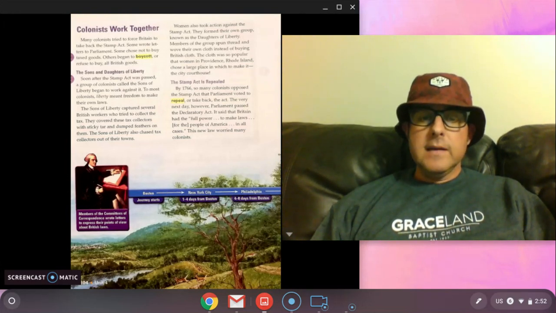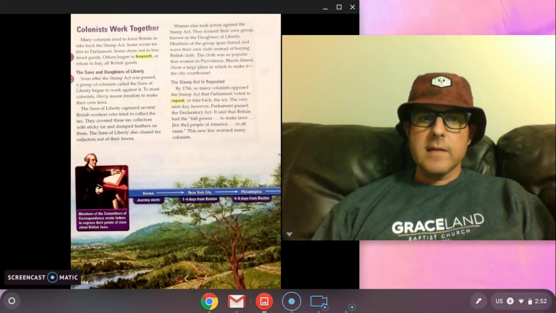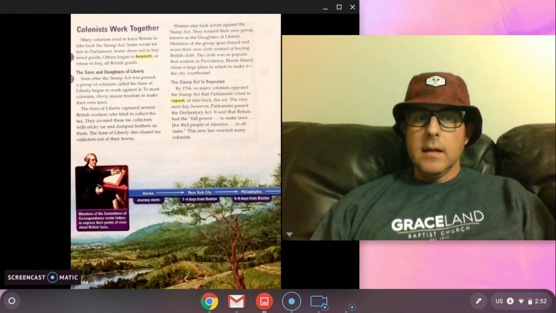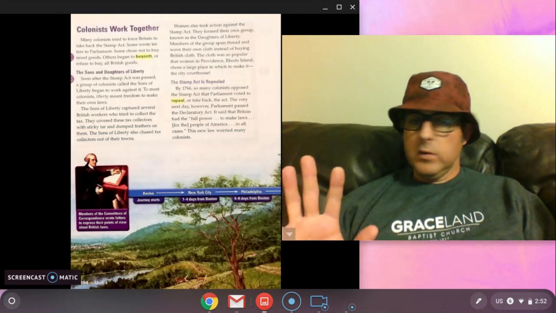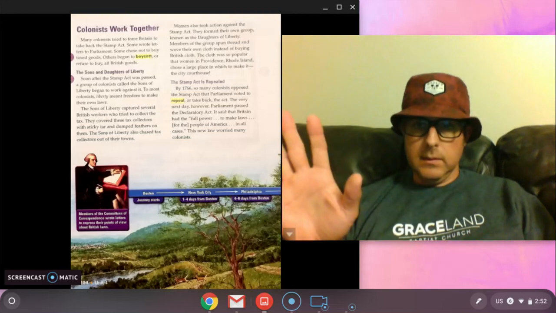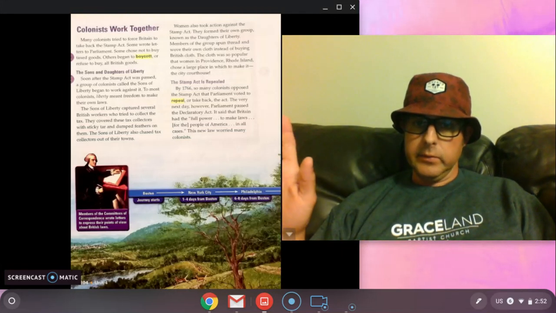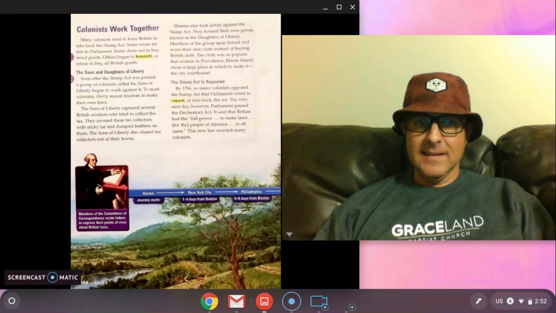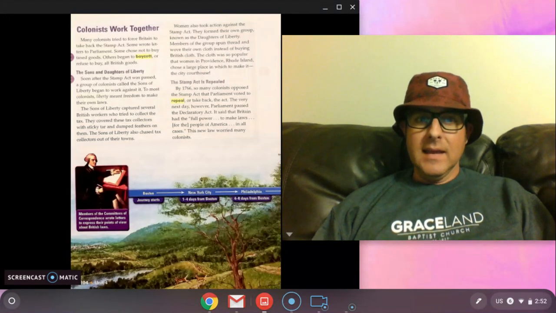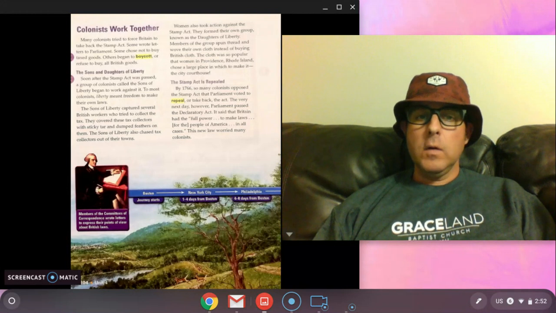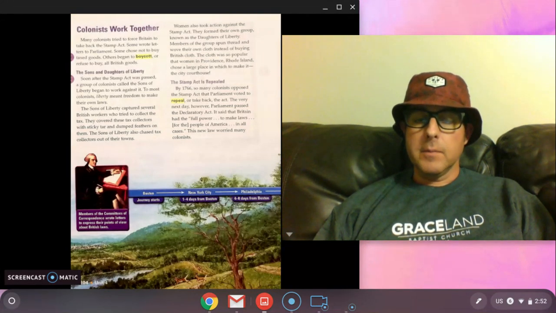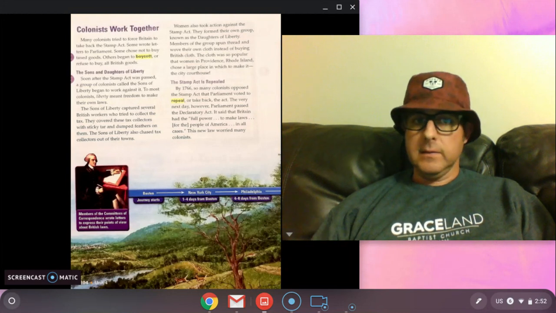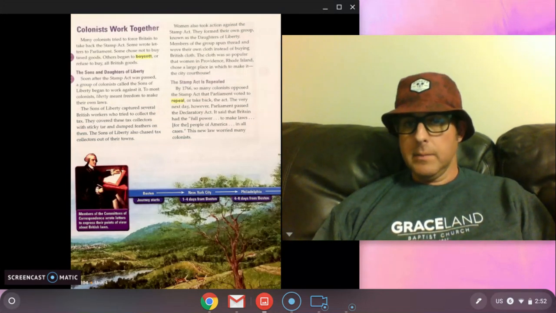In 1766, so many colonists opposed the Stamp Act that Parliament voted to repeal, or take back, the act. Basically, they said, okay, we're not going to tax you on the paper products. You win. It's done. No more taxes. However, Parliament passed the Declaratory Act the very next day. It said that Britain had full power to make laws for the people in America in all cases. The new law started to worry many colonists.